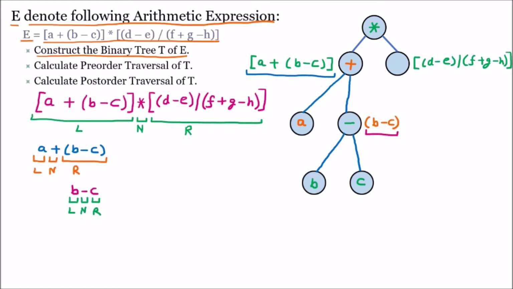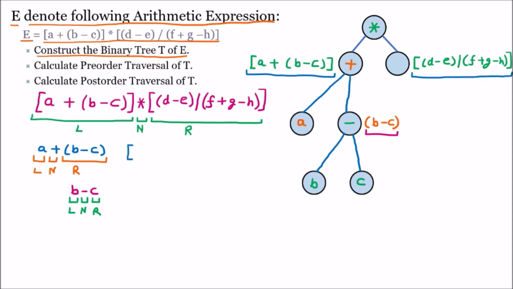Now it is time to construct the right side tree. So now we are going to work on the right side expression, which is D minus E divide F plus G minus H. So this expression we are going to write here.